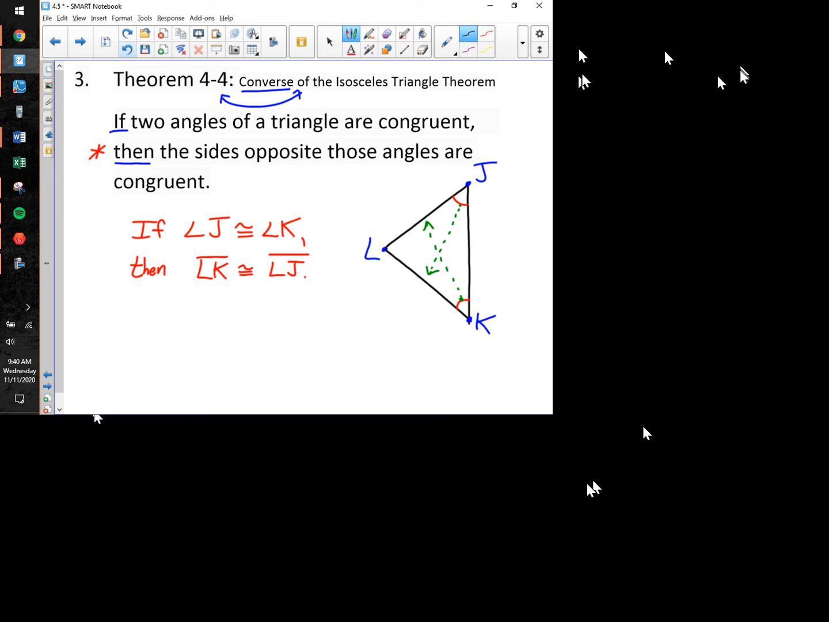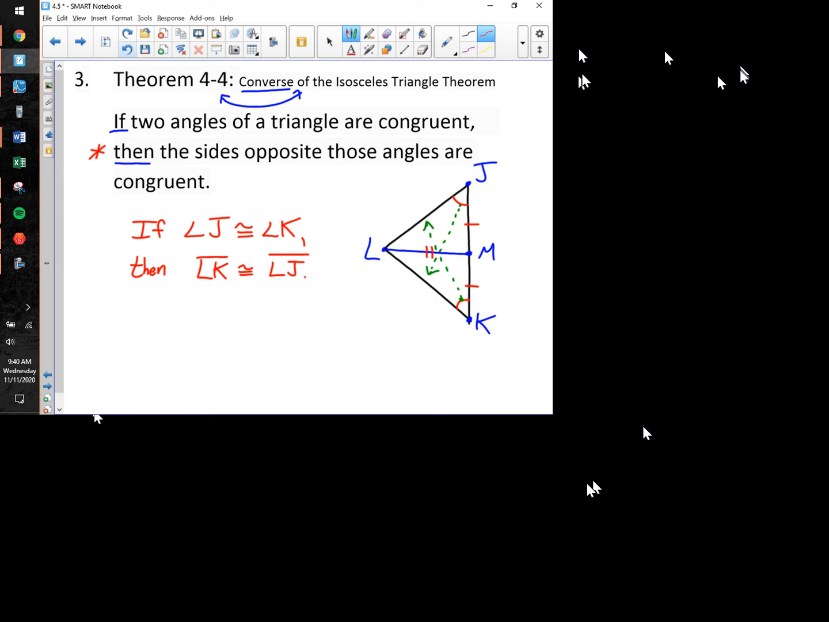If I were to find the midpoint of JK, let me call that M, which is a good letter to use for midpoint. I wish I could say I planned it that way, but I didn't. Anyway, if we put M right there, what do we know? M is the midpoint of JK, so that segment is congruent to that segment. Segment LM is congruent to itself.